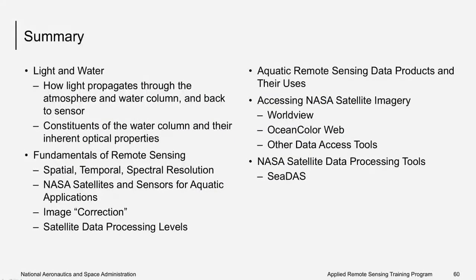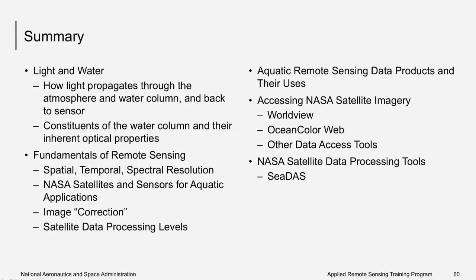So to recap this webinar, we have discussed the nature of light and how it propagates through the atmosphere and water column and back out to the sensor. We have talked about the inherent optical properties of the constituents in the water and how they influence the color of light. You've had an overview of the fundamentals of remote sensing, including spatial, temporal, and spectral resolution. We've talked about the different NASA satellites and sensors that can be used for aquatic applications. We've touched on the idea of atmospheric correction, and we've reviewed satellite processing levels and what they mean.